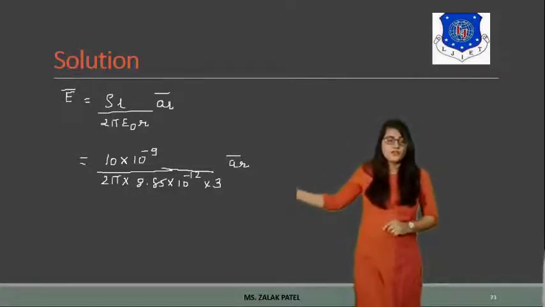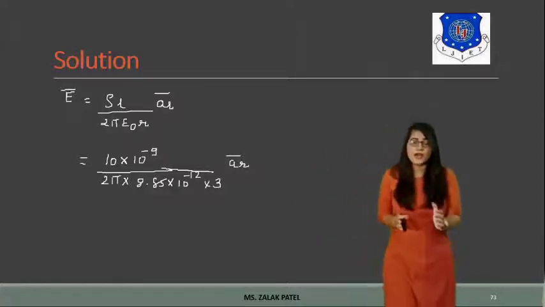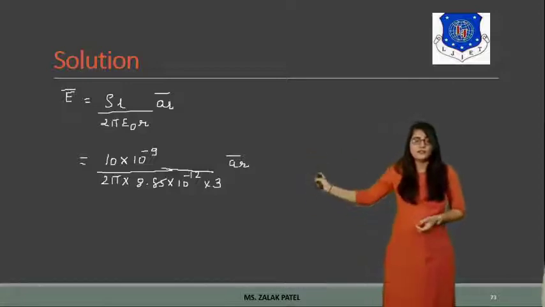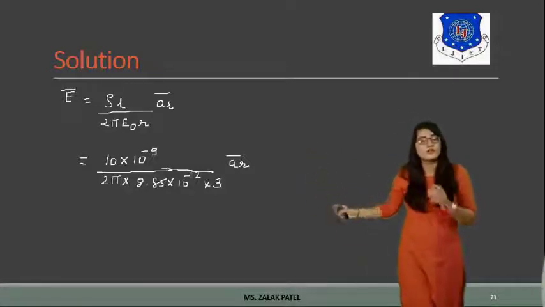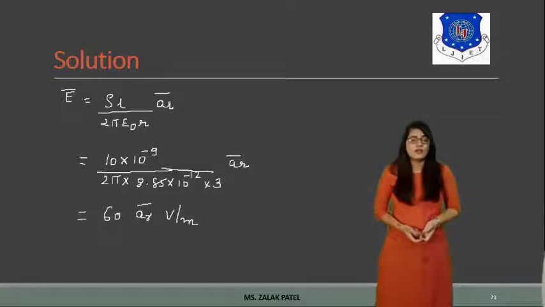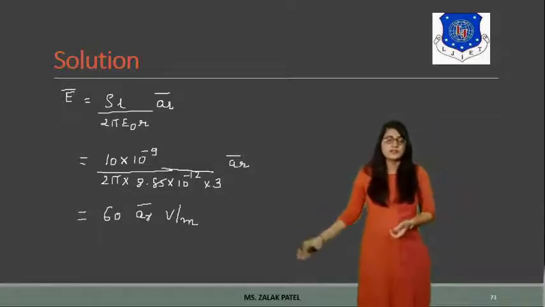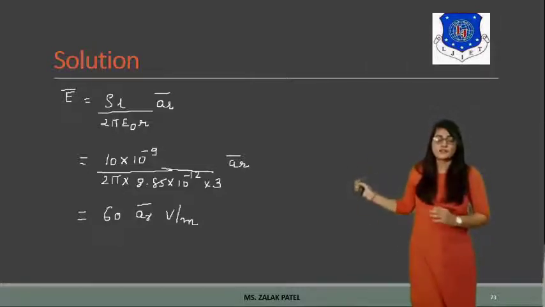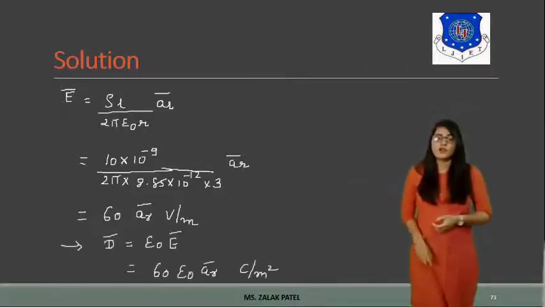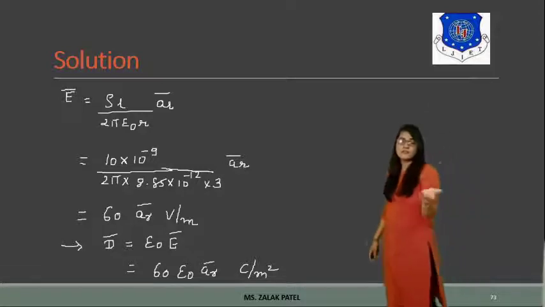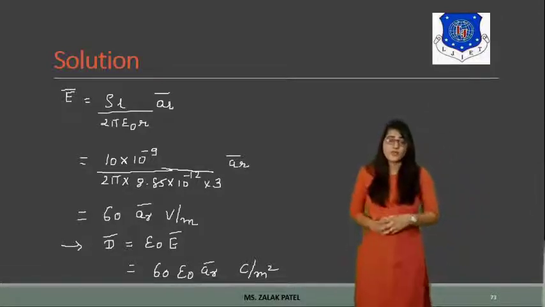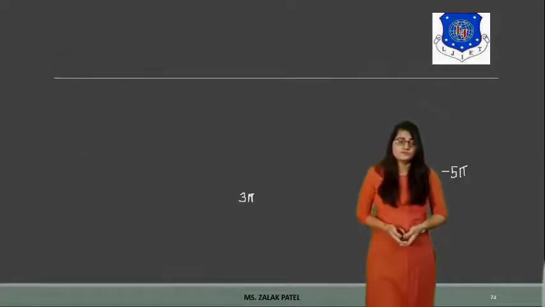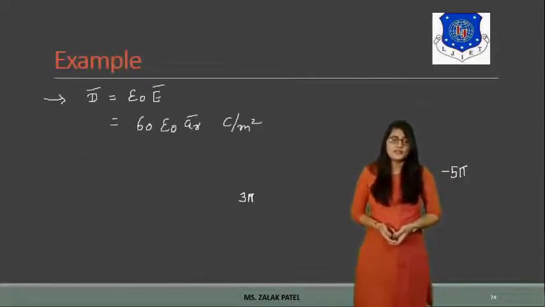So r equal to 3, rho L is given, that is 10 nanocoulomb, so 10 into 10 raised to minus 9, epsilon 0 is 8.85 into 10 raised to minus 12. So we get the answer, that is 60 AR bar volt per meter. This is the answer for field intensity. If you want the answer for flux density, then you simply multiply it with epsilon 0. So we get the answer for flux density as well. Okay. Now let's see one another example.